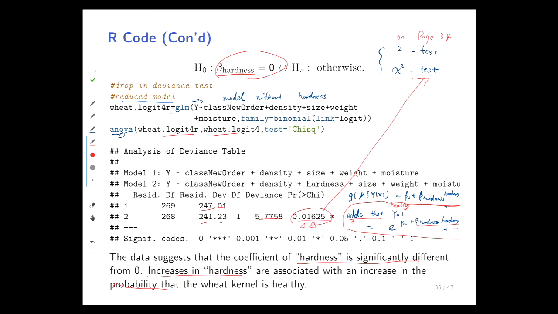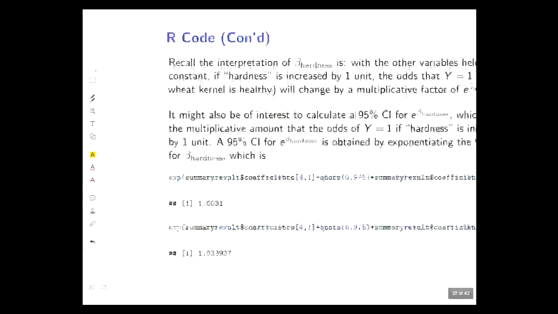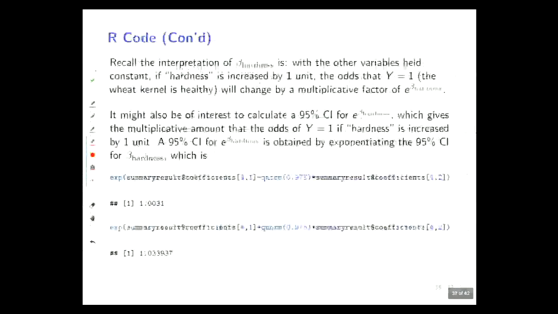So that means if hardness is increased by 1 unit, the odds that y equals 1 will change by a multiplicative factor of exponential of beta hardness. So that means exponential of beta hardness actually has some meaning. The meaning here is exactly the interpretation of this logistic regression model.